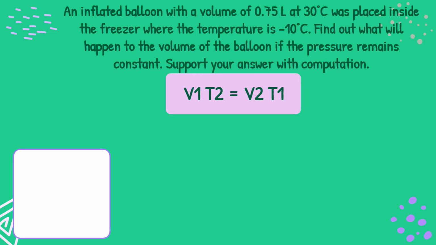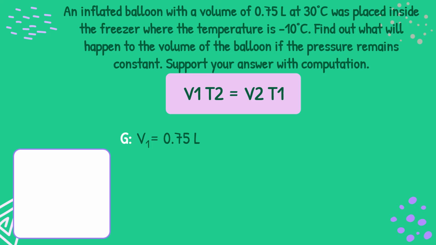Now, let's use GRESA and the equation for Charles' law to identify the unknown quantity. So let's say we have an inflated balloon with a volume of 0.75 liter at 30 degrees Celsius, and it was placed inside the freezer where the temperature is negative 10 degrees Celsius. Find out what will happen to the volume of the balloon if the pressure remains constant. Support your answer with computation. So first, let's use the GRESA. Let's first identify the given.